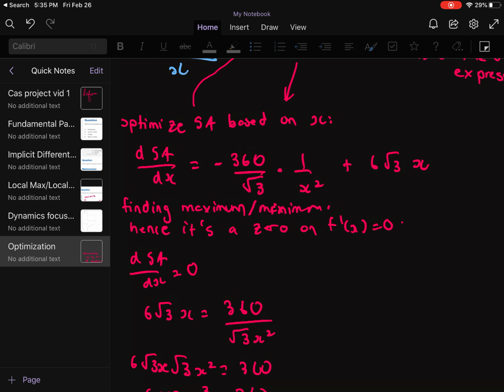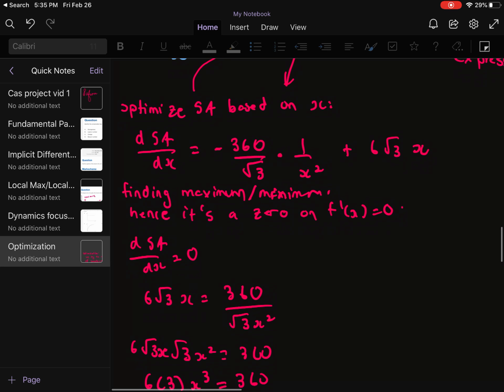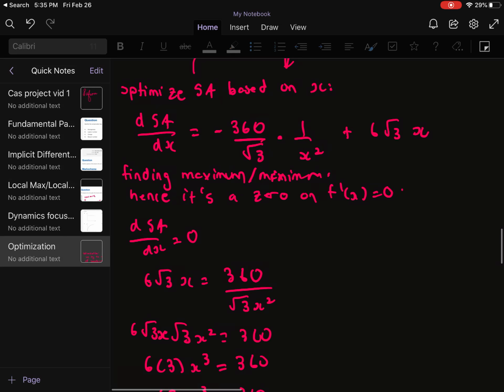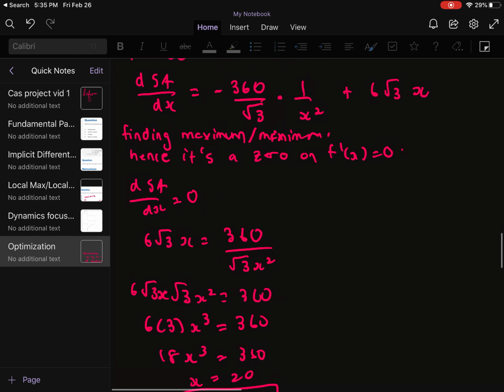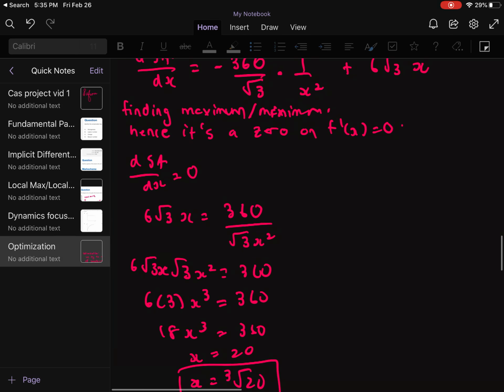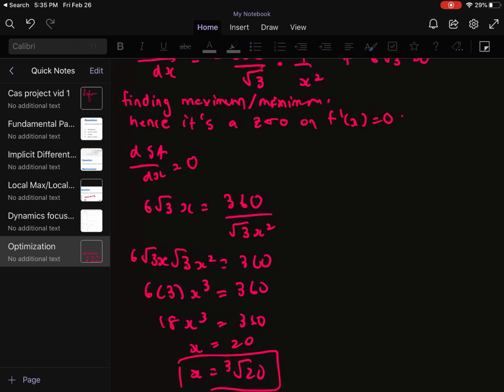We're going to bring the x squared and the root 3 to the other side by multiplying. So 6 root 3 times root 3 times x times x squared is equal to 360. I apologize for my appalling writing here. So root 3 times root 3 is 3. x times x squared, x cubed. So 6 times 3x cubed is equal to 360. 18x cubed is equal to 360.